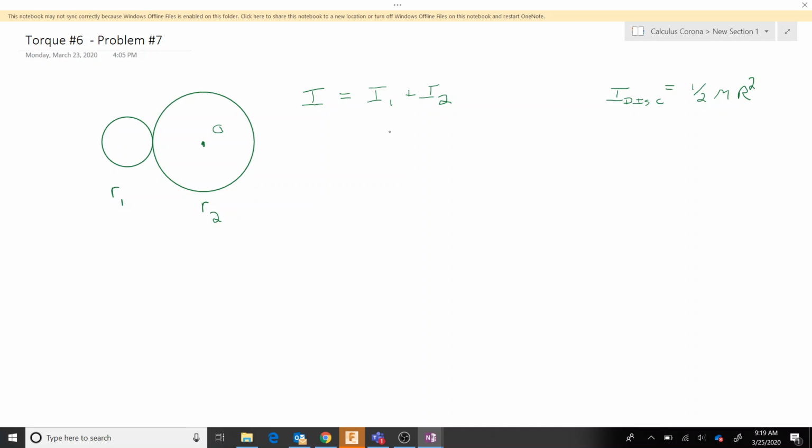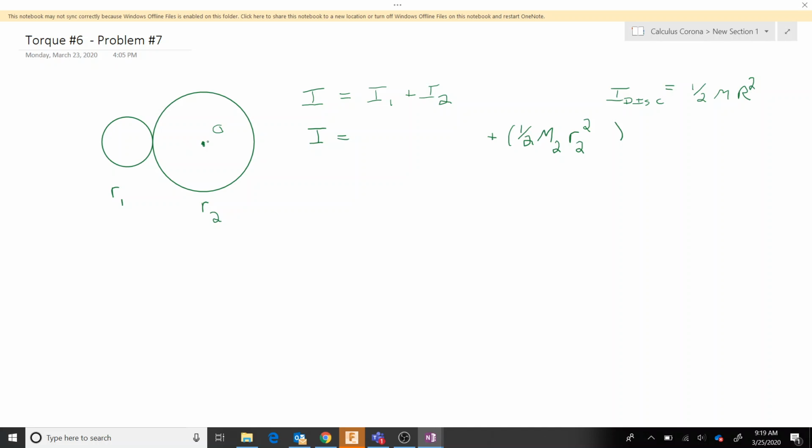Disk number 2 is easy enough to find. I'm going to take care of disk 2 real quick. It's going to be 1/2 times the mass, which I'll call mass 2 since it's disk 2, times R2, the radius of the big disk, squared. That's the moment of inertia of the big disk around this axis.